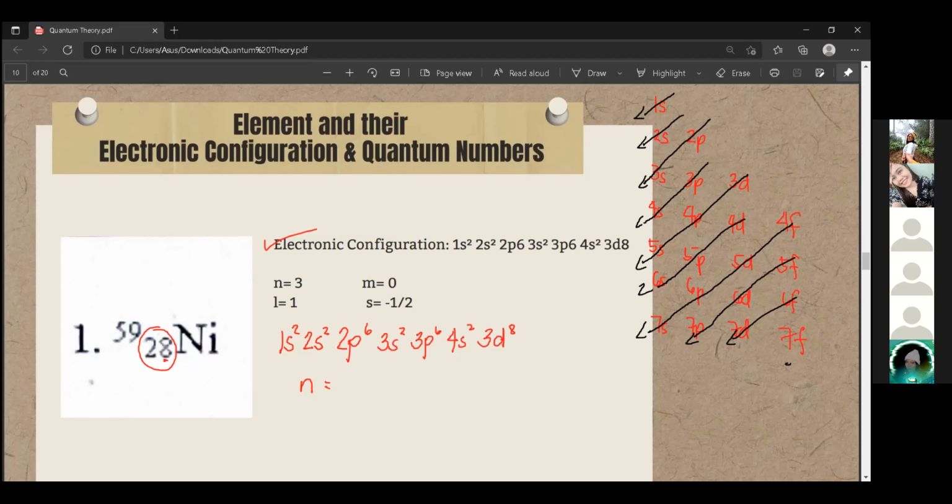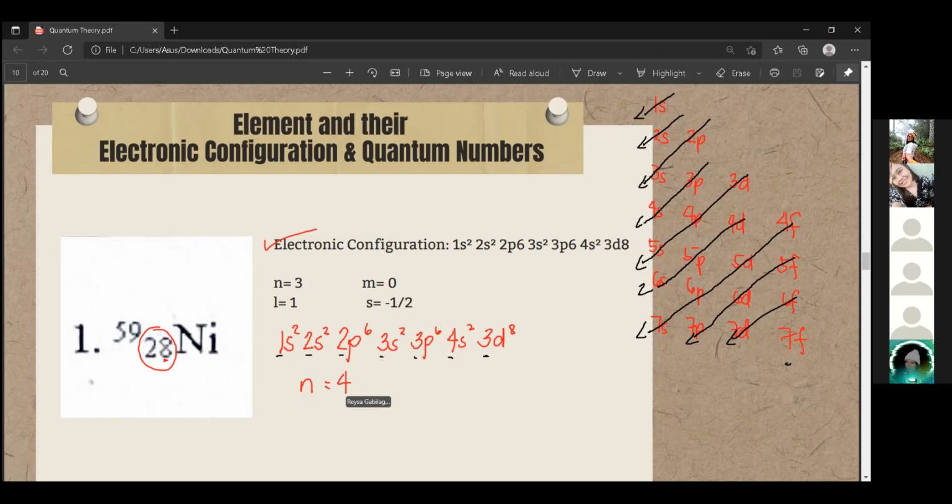Basta siya yung pinakamalaking number, yan yung magiging N. So if you look at that, 1, 2, 2, 3, 3, 4, 3, take note na kahit 3 ang ending niya, nakapasok na siya sa 4th energy level. Kaya nga kung titingnan ninyo sa periodic table, class, si nickel ay makikita sa 4th period. Paki-check, si nickel ay nasa period number 4 kasi meron na siyang electrons na pumasok sa 4th main energy shell. Kaya ang answer dito, class, is 4.